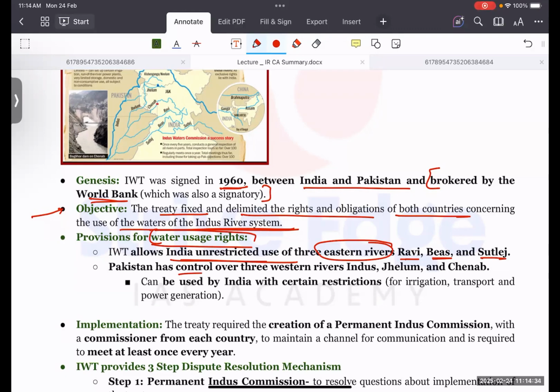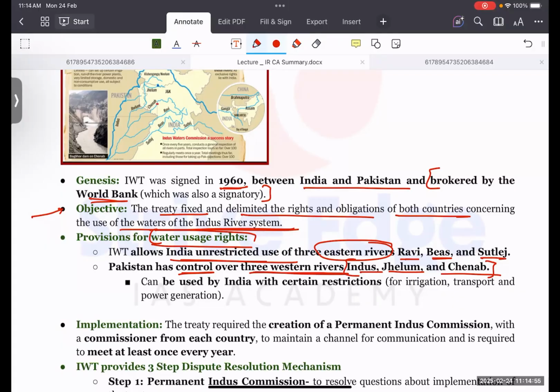But Pakistan will have control over the three western rivers. What are these rivers? The Indus, the main river itself, and then the Jhelum and the Chenab. Because these have a significant impact on Pakistan: geographically, they pass through Pakistan and merge into the Arabian Sea. That is why Pakistan has been given control of these three western rivers.